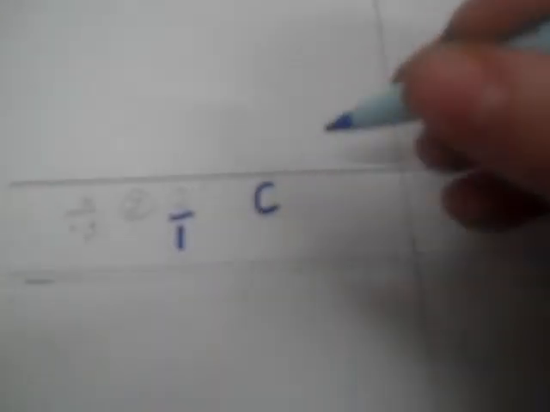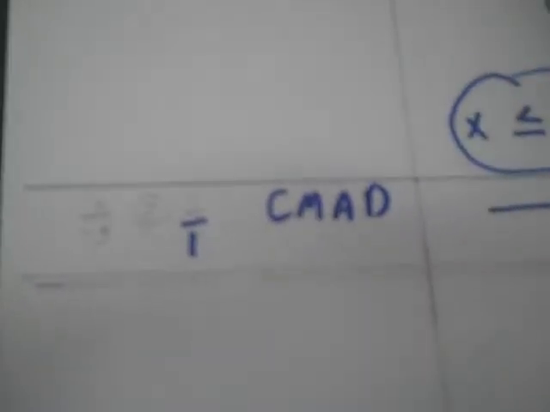Okay, my next problem. Draw the number line, and we are not going to be using this list because we have a fraction. So let's have two fractions, okay? And then I'm going to write the letters CMAD, C-M-A-D. That stands for cross, multiply, and divide.